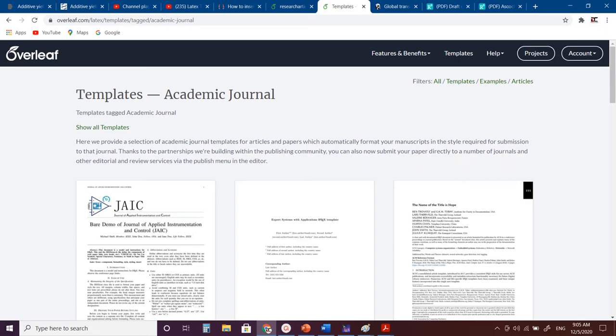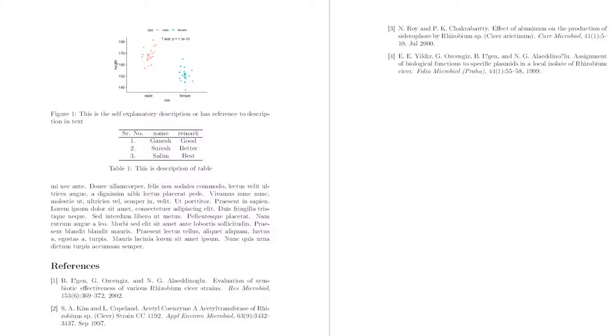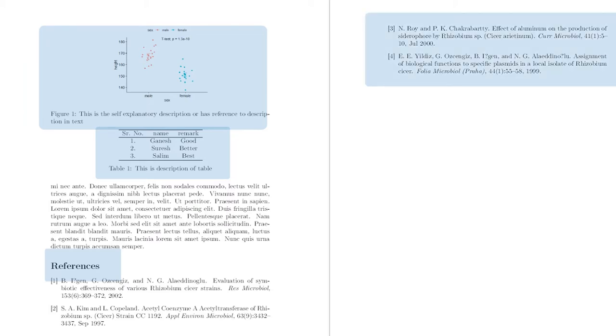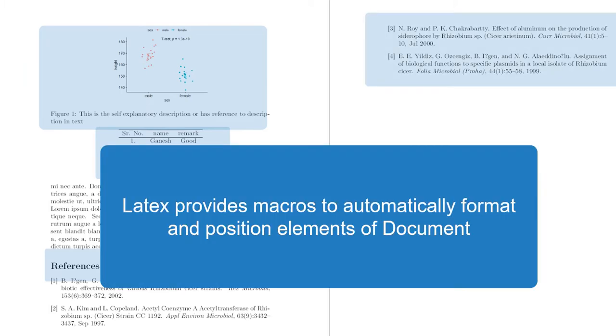Apart from these standard components, elements of text shall also be considered. These are section headings, figures, tables, reference styles, lists, etc. And as promised by LaTeX, it gives you macros to automatically format these elements.